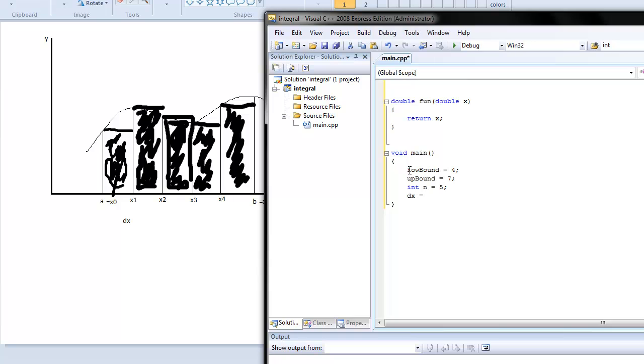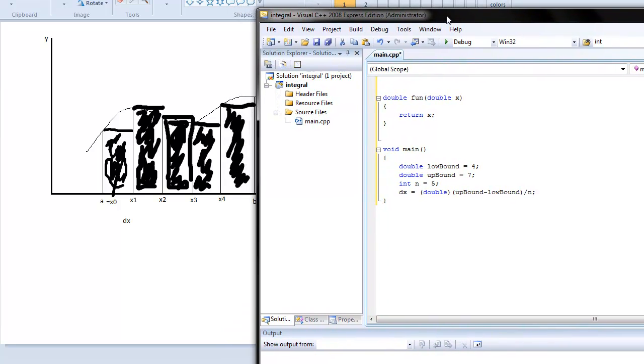Okay, I'll just put here double, and dx definitely will be double. I just cast because we're going to divide by an integer, and it will be upper bound minus lower bound. Okay, so this number minus this, divided by the number of the intervals n, and yeah, that's basically it.